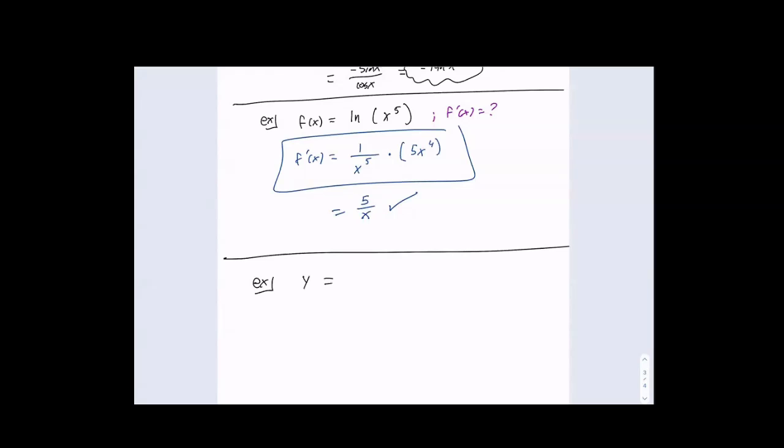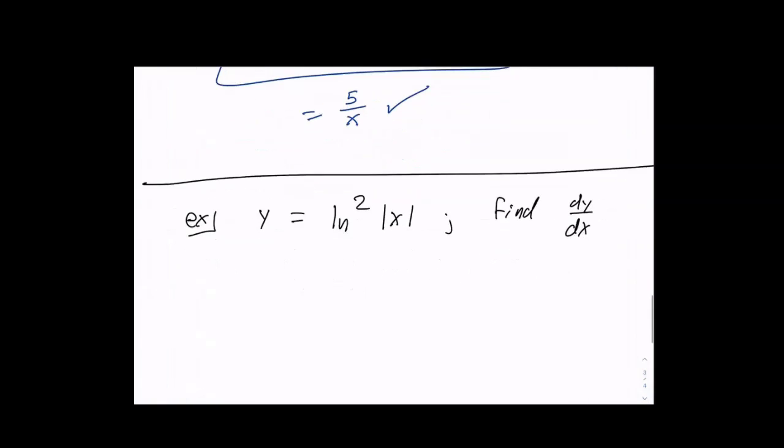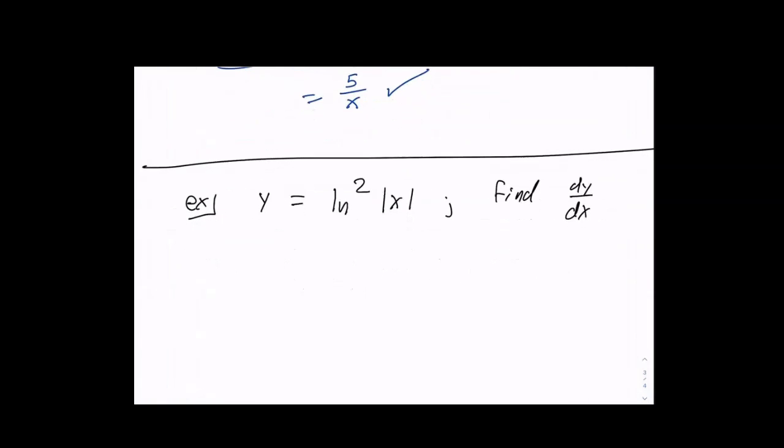y equals ln squared absolute value of x. Find dy dx. This one's a little tricky because of the notation. What do I have to recognize about this? What is this really? How can I rewrite this?